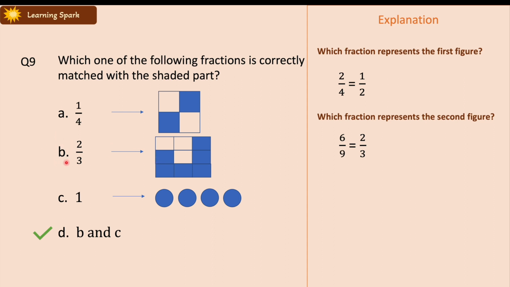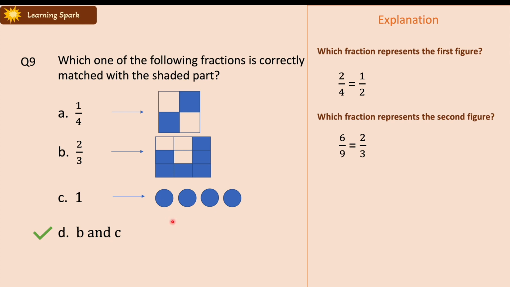But is only B the correct answer? We have to see that there is one option which says B and C. So we have to now check whether C also is the correct answer, right? Because otherwise it says B and C. Okay, now is C the correct answer?